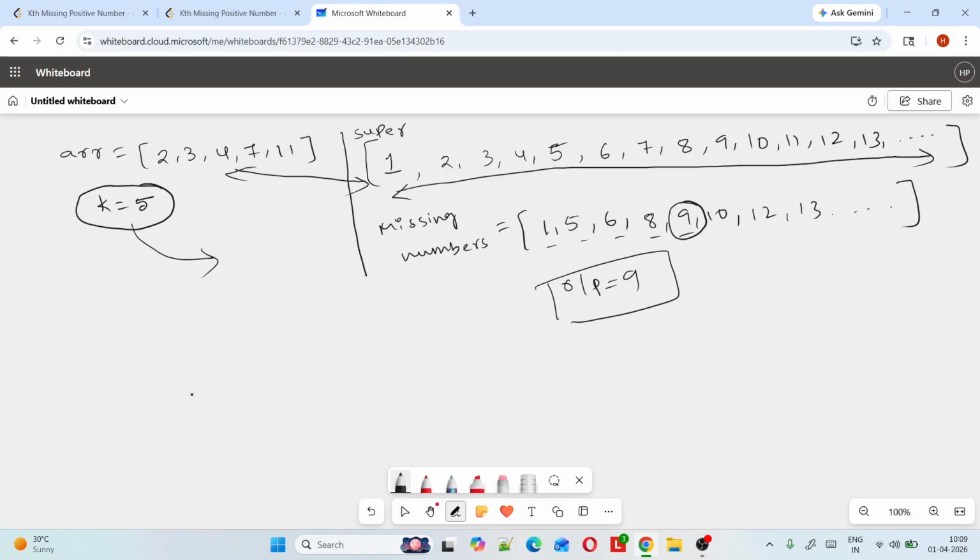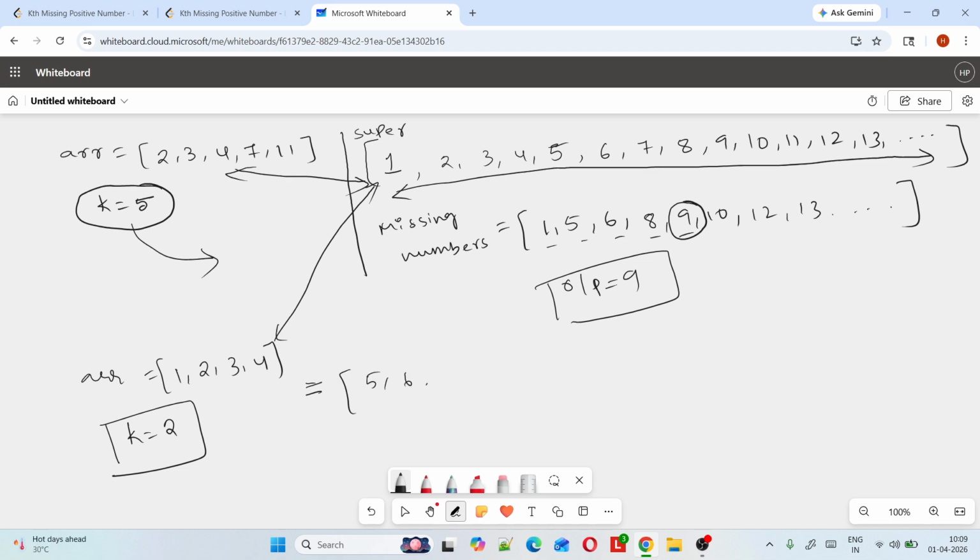Now let's take the second example, 1, 2, 3, 4 and given k equals 2. That means you have to return the second missing number. If you compare these two, what are missing? Missing is 5, 6, 7, 8 and so on. Since you have to return the second missing number, that will be 6. So output here is 6.